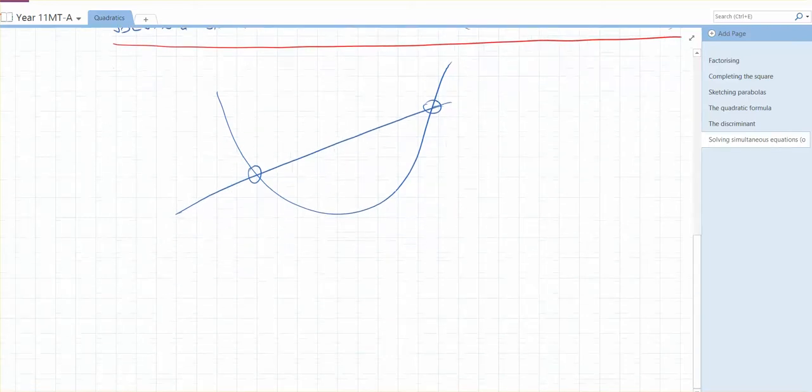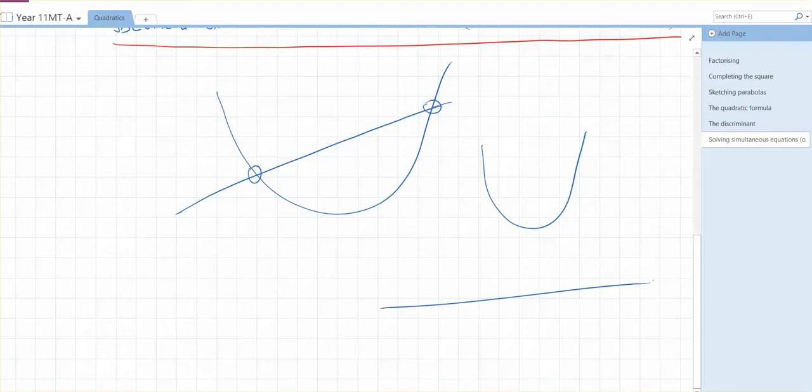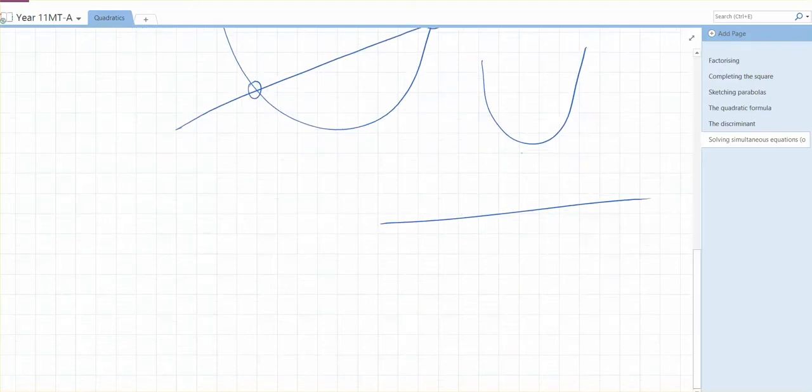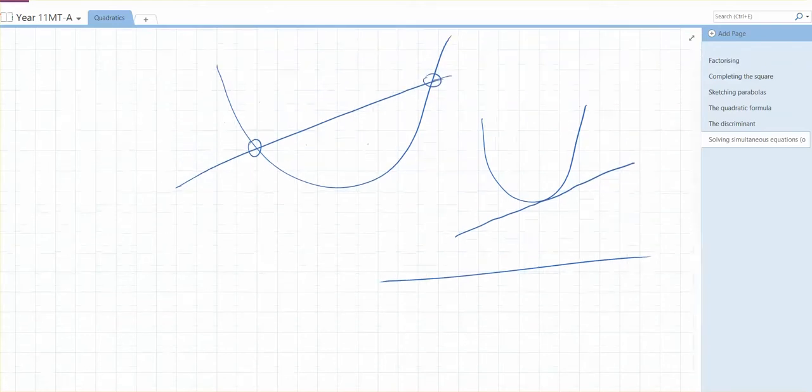What are some other scenarios? Well, could we have a quadratic and a linear with no solutions? Yeah, we could have that. Could we have a quadratic and a linear where the line is a tangent to the quadratic and get one solution? Well, yes, we could. So this is 2 solutions, 1 solution, 0 solutions.